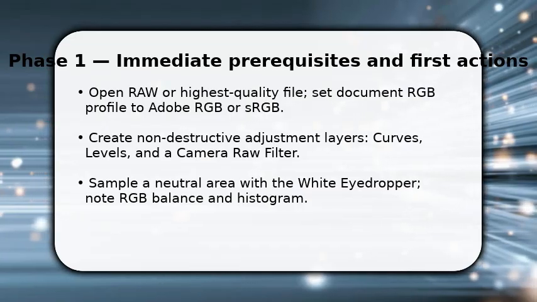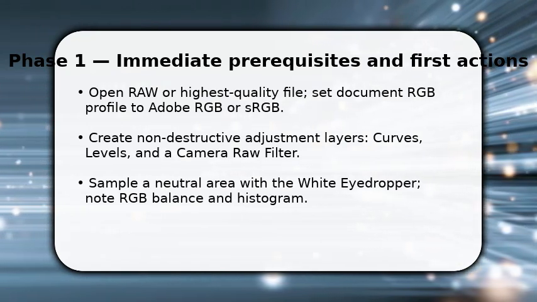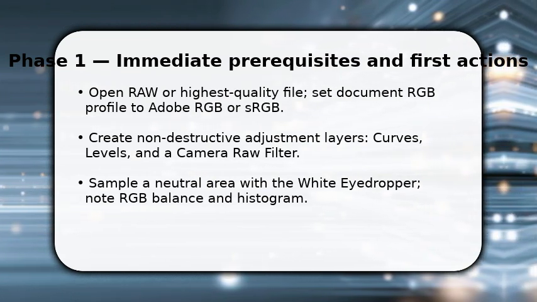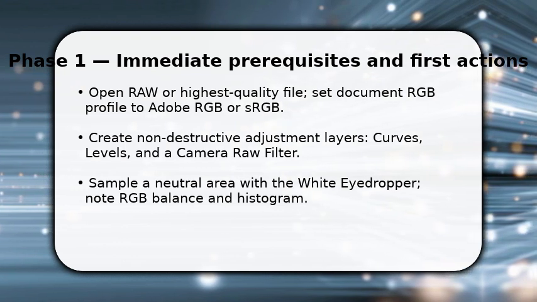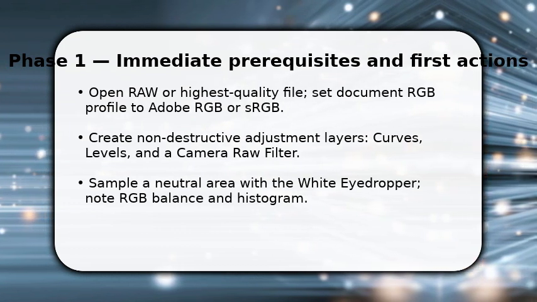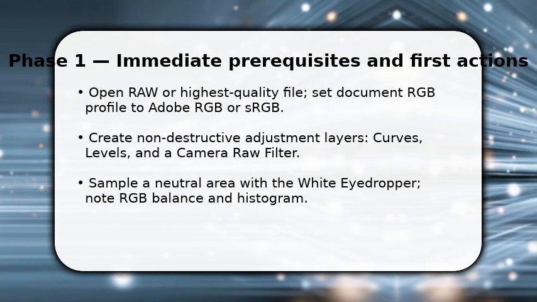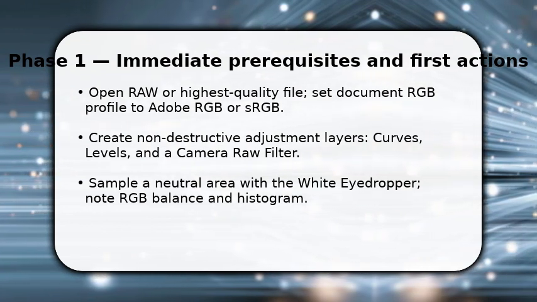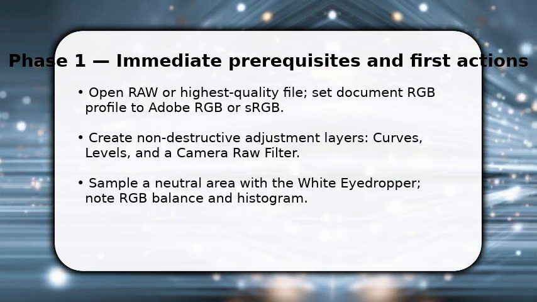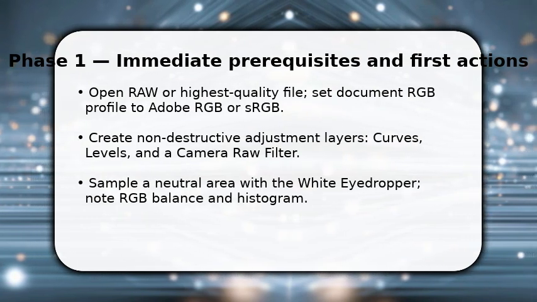You'll begin by working non-destructively, so open the highest quality source and immediately add adjustment layers: curves, levels, Camera Raw. Once done, set the document profile to Adobe RGB or sRGB depending on output, and use the white eyedropper on a neutral patch to see color cast numerically. Make sure to keep the histogram visible. It tells you highlights, midtones, and shadows. You're setting a reliable baseline, so every correction after this is predictable and reversible. That's why we start here.